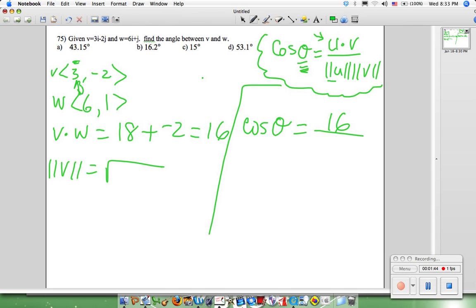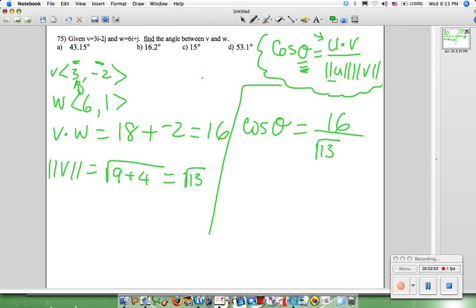what do we do with those two numbers? We square them. 3 squared is 9, plus, what's negative 2 squared? 4. So the magnitude of V is the square root of 13. So I know that this number is the square root of 13.